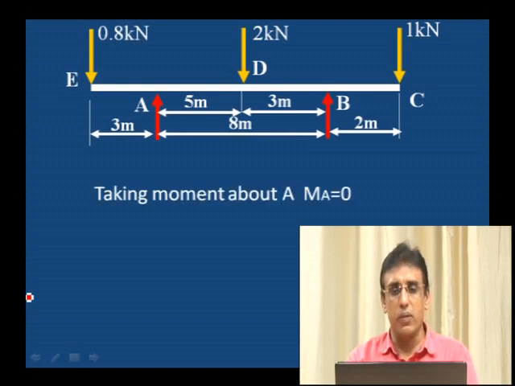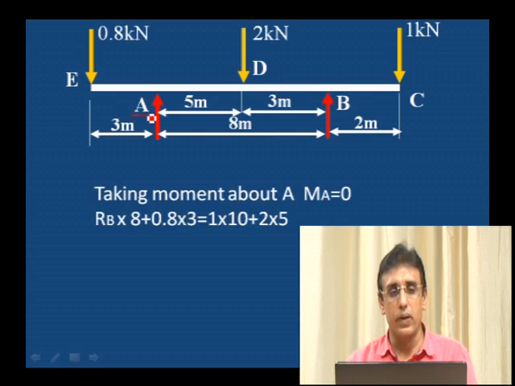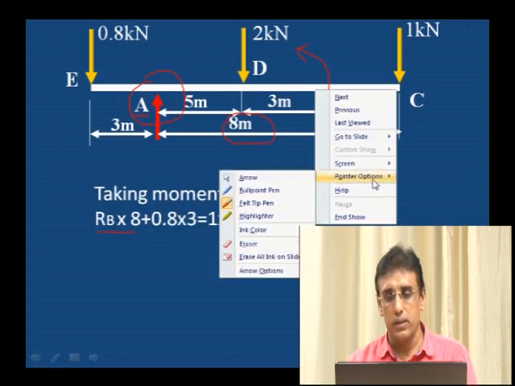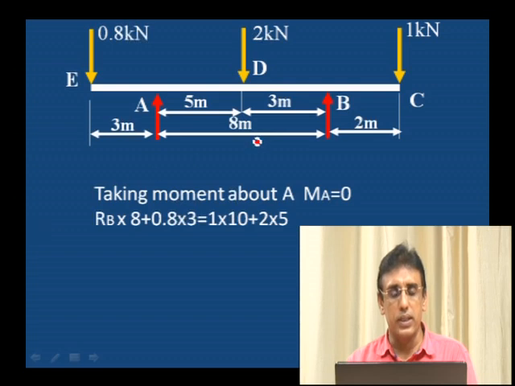First we will take the moment about A. Moment about A, RB into distance 8. We are taking the moment about A, that is why from A to B the distance is 8 meter. Plus the 0.8 into distance 3 meter. This RB is also anti-clockwise, and this 0.8 into 3 is also anti-clockwise.